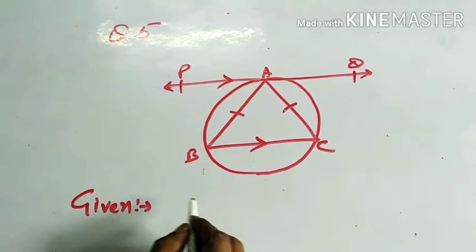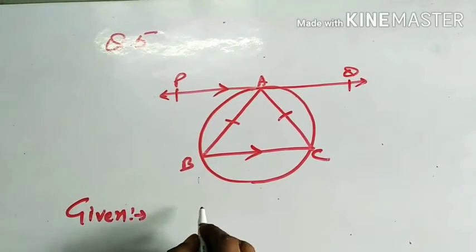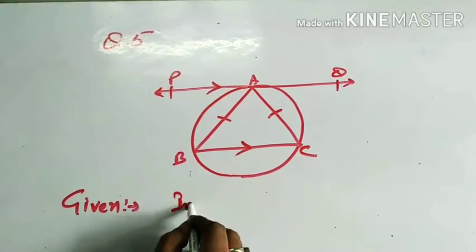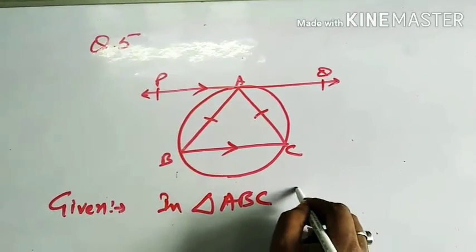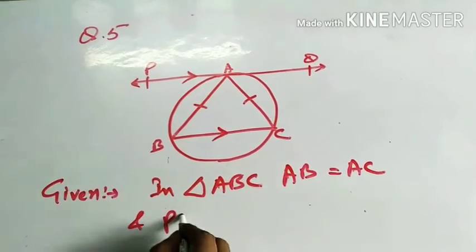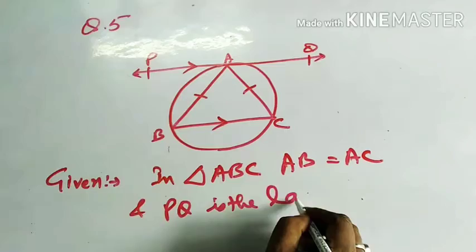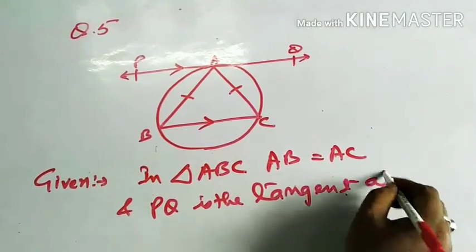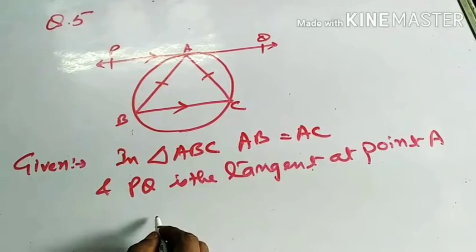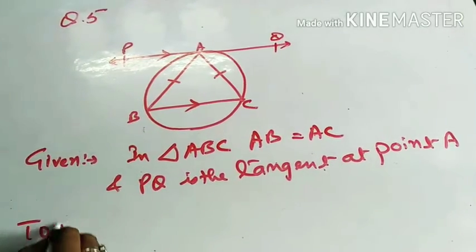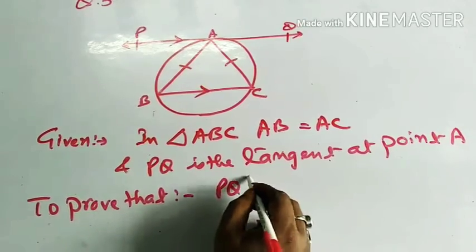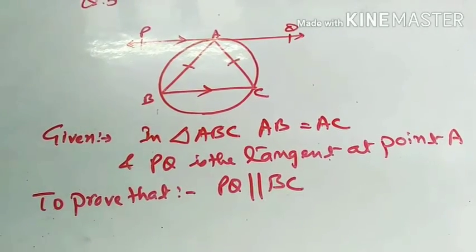Given. It is given that in triangle ABC, AB equal to AC, and PQ is the tangent at point A. To prove that PQ is parallel to BC.